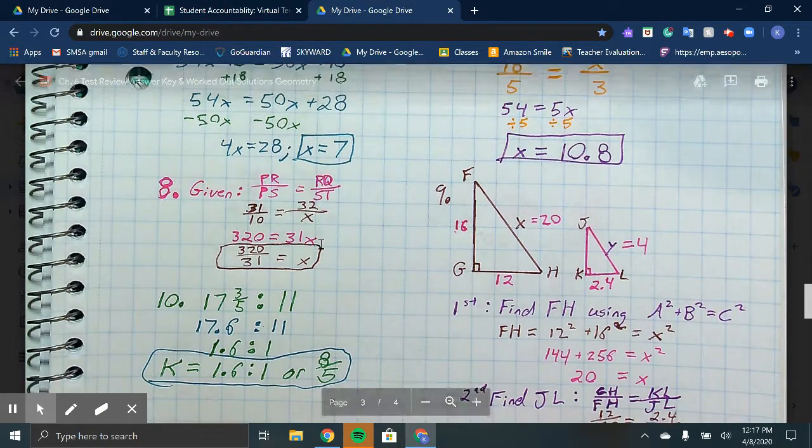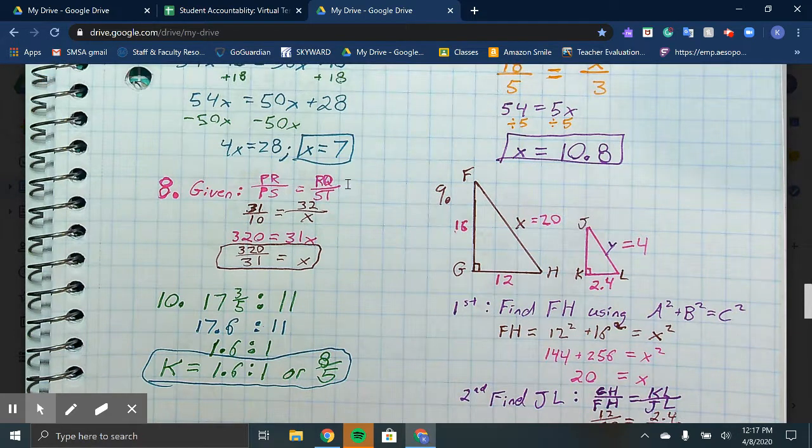Same thing with 8. They gave us the original proportion, so we just have to look at the picture and fill in the parts. 31 over 10 equals 32 over x. Cross multiply and divide, so x is 320 over 31. You could convert that to a decimal by doing top divided by bottom, or I'm fine if you leave it as the fraction.